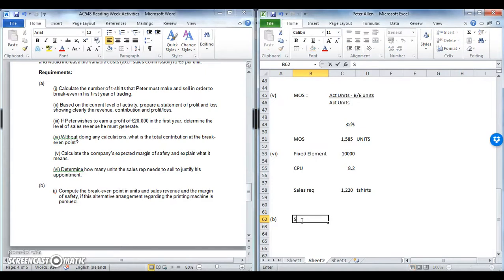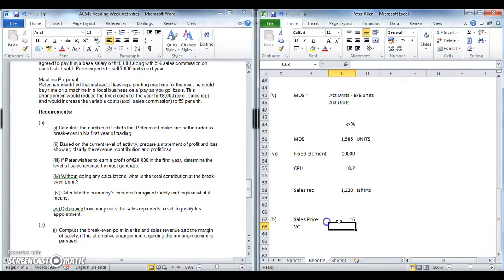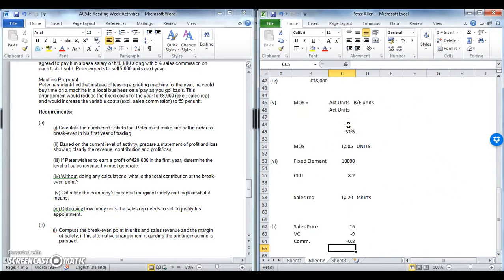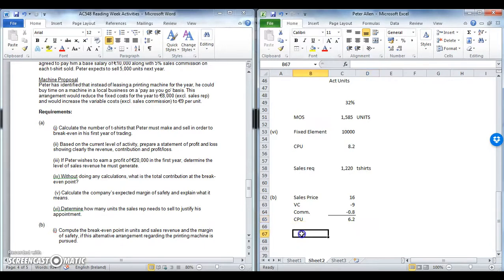So again, same approach as before. What is the sales price? Well, the sales price doesn't really change, it's still 16. The variable cost element now goes up to 9. So it was before 7, but because you're going pay-as-you-go, it must be €2 per t-shirt printed, so that's minus 9. Your commission does not change, so you're still paying your 5% commission. Therefore, your contribution per unit now falls to 6.2. Because you have more variable costs in your structure, you have a lower contribution per unit.